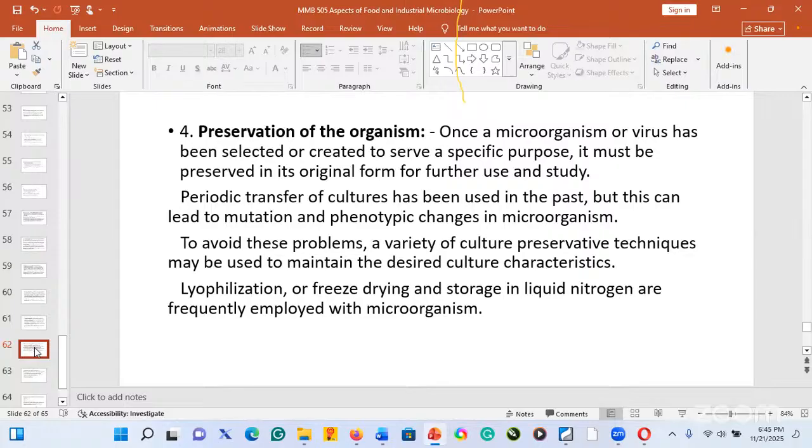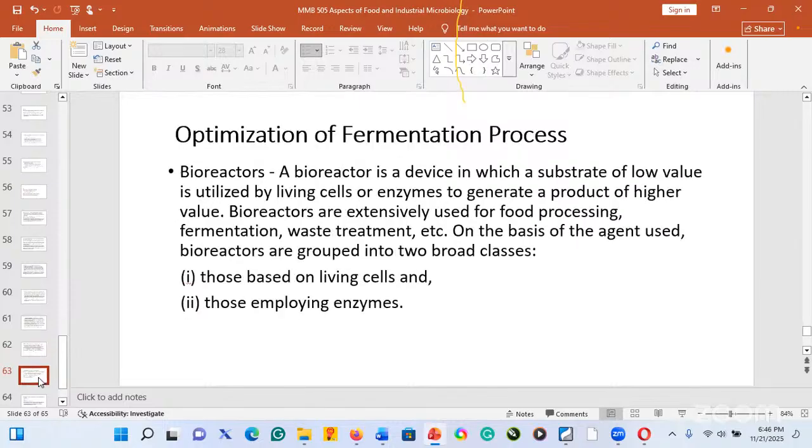So in industry, they usually do periodic transfer of cultures, because by the time you are culturing, mutation will take place, and phenotypic changes that lead to genetic disturbance in the organism will occur. So they preserve the organism in a natural state, in a good way, so that nothing about it will be lost. The best ways are to lyophilize it, take it through pre-drying, or store it in liquid nitrogen, so that next time they want to use it, they just take an ampoule of it and go through the process. Before you know it, the product is on.